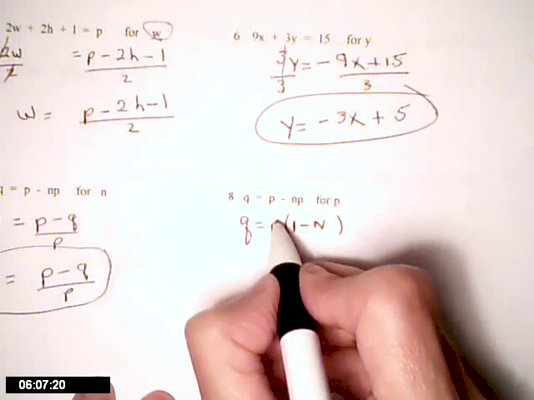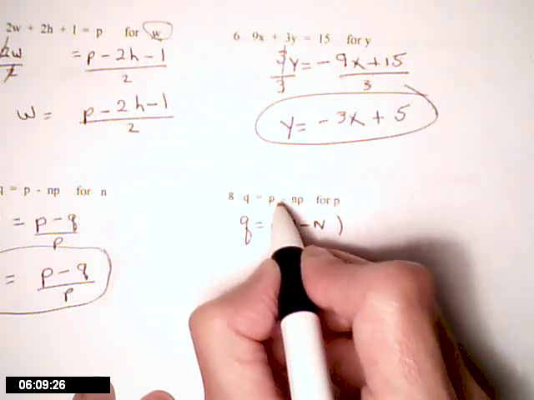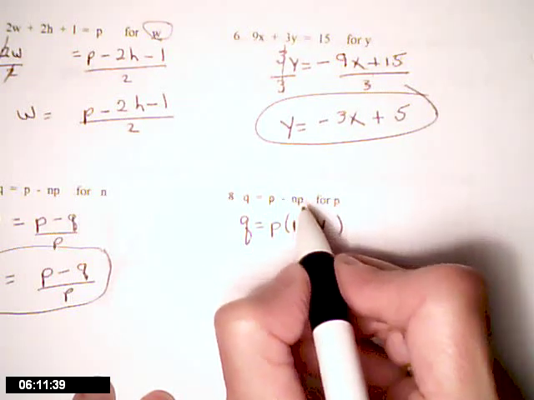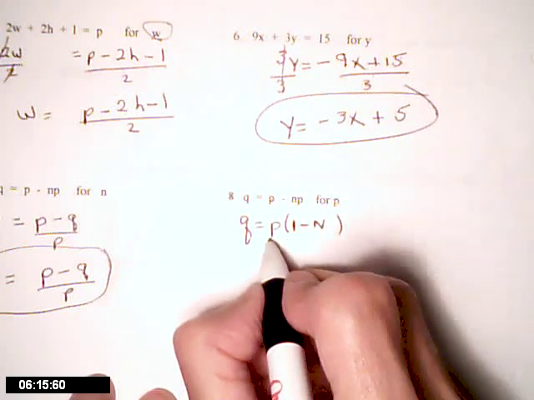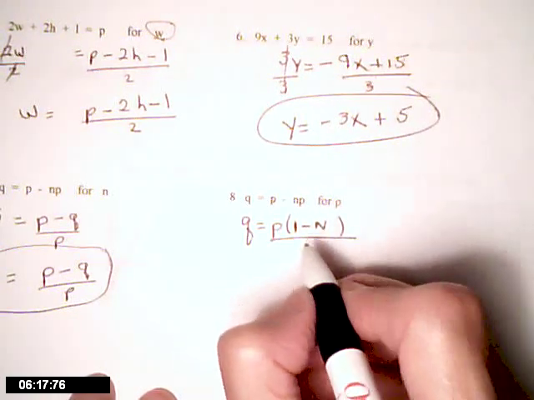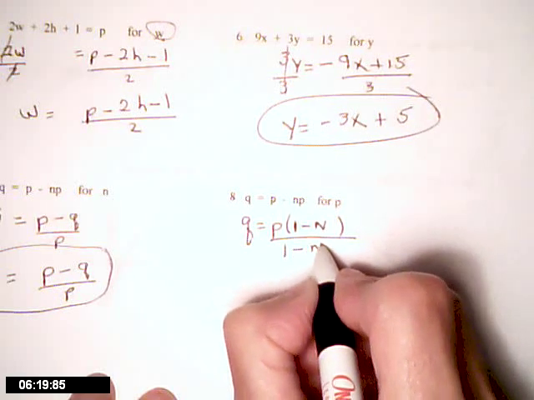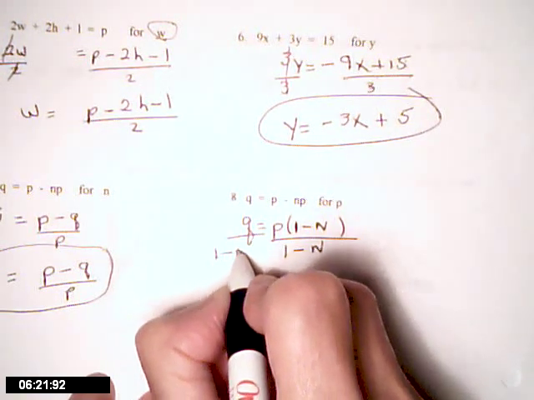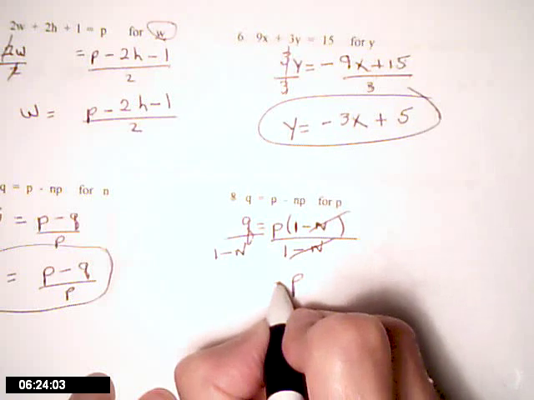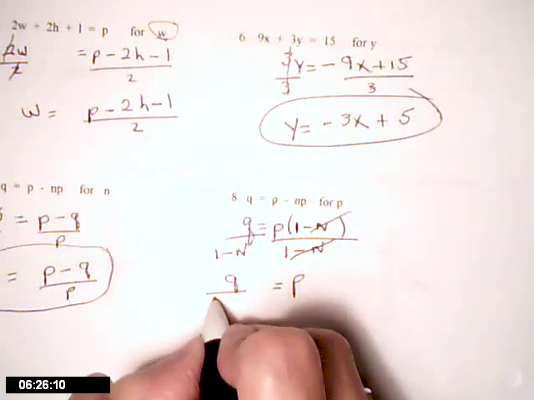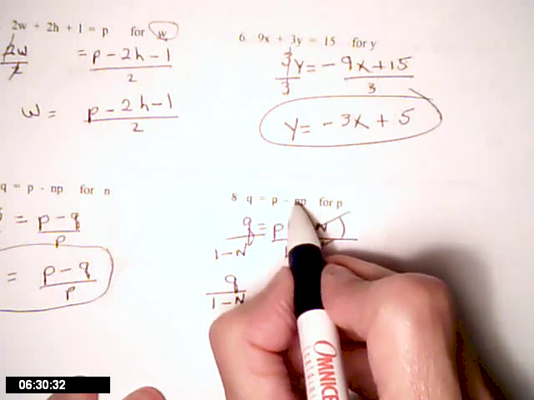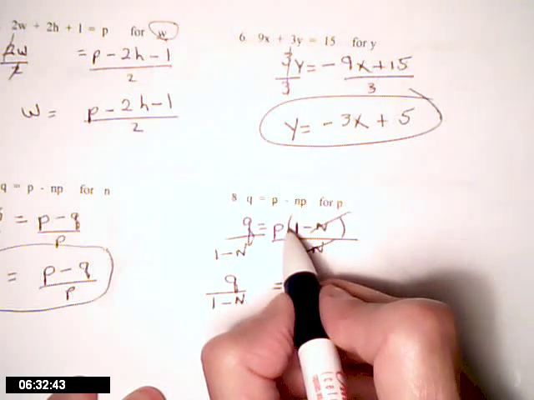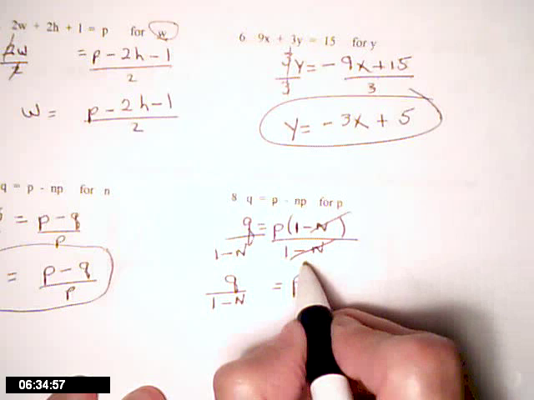Now, to check this, multiply back out. P times 1 is p. P times negative n is negative np, so we have the equivalent. Now, I want to get p by itself. Since I'm multiplying, I'm going to do the reverse. I'm going to divide. And I have p equals q over 1 minus n. Now, anytime that letter you're solving for appears twice, you're going to remove that as a common factor every time.